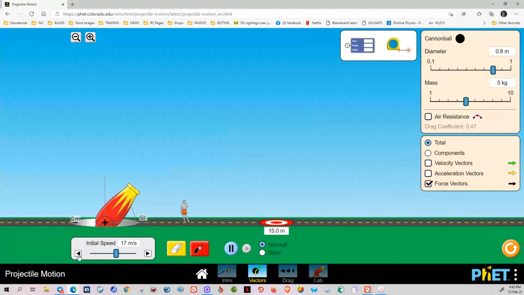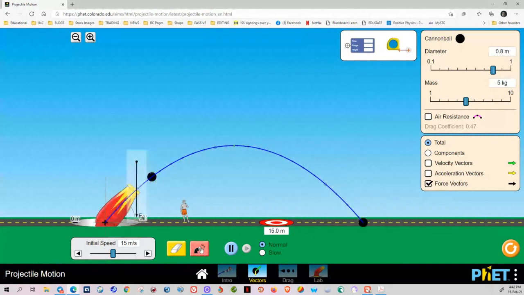Let's reduce the initial speed to, let's say, 15. I want to show the curve on the screen. If you look at it, what are the forces applied on the ball? It's not very clear. But if we put the components instead of the total forces, oh wait, let's put the velocity. There you go. You can see that there are two vectors being applied, one horizontal and the other one vertical.